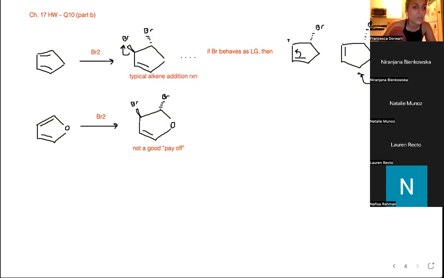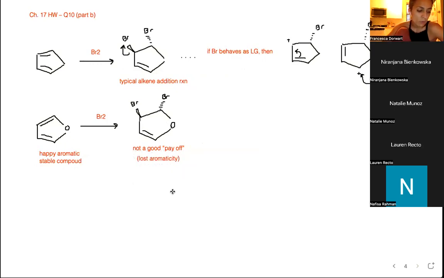Yeah, exactly. And so we lose aromaticity. We were a happy aromatic compound, a stable compound. Not a good payoff because we have now lost aromaticity. So how could we potentially get aromaticity back, like we normally would see in some of our EAS reactions?